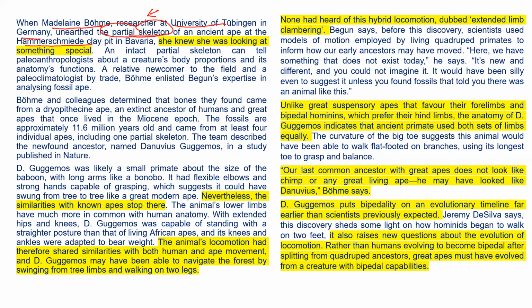She knew she was looking at something special. Okay, so this MB is a female character. I used "he" for her, but that's okay, that's a factual error. So she knew she was looking at something special. All right, so this is the view of MB, that the particular skeleton is special. A question can come around this, and why it is special must have been written in these lines.